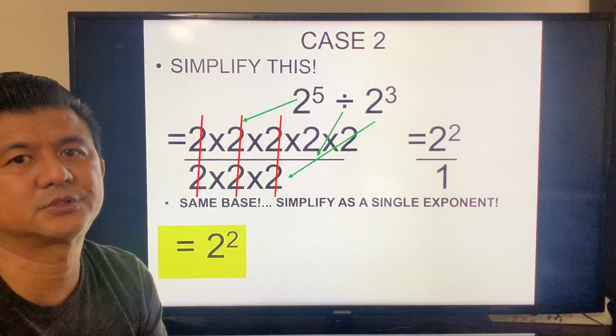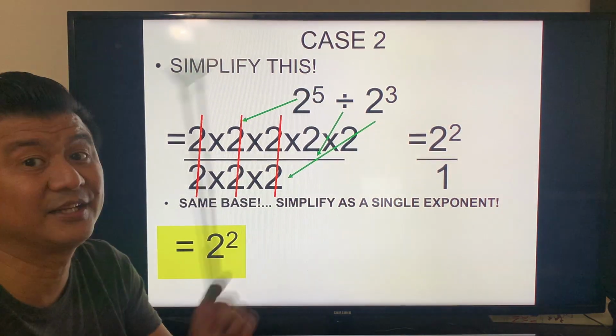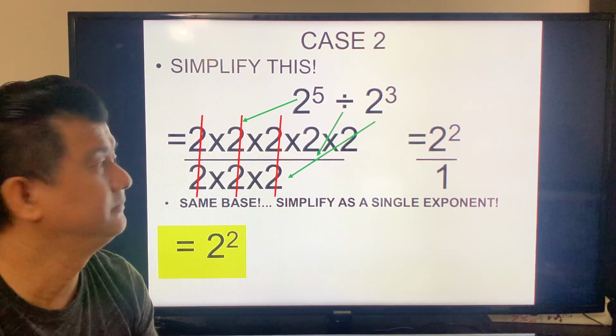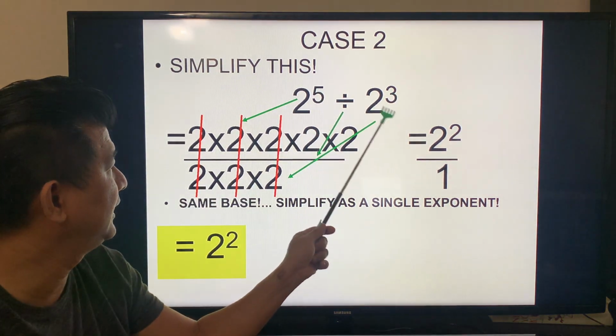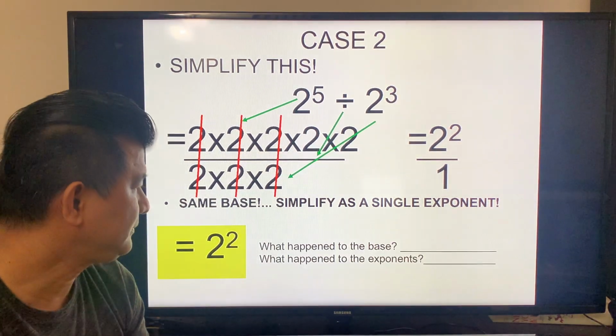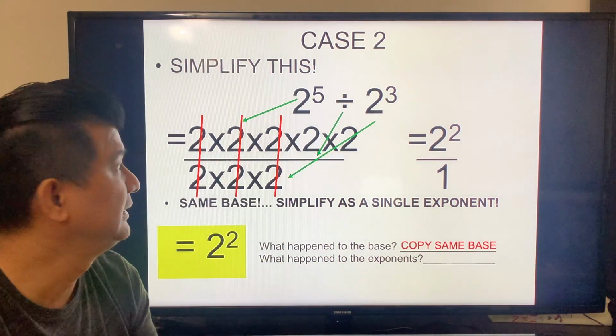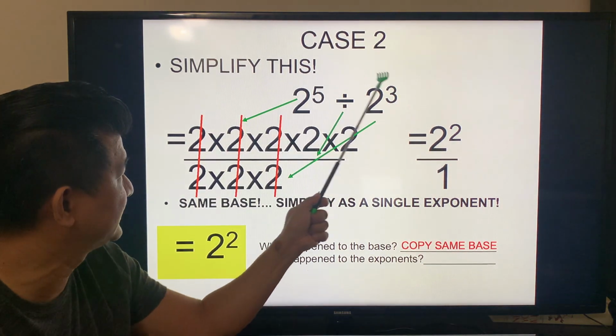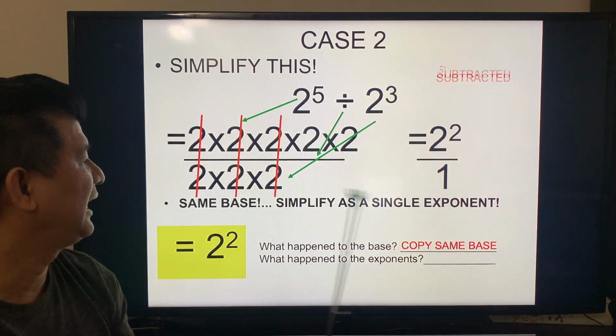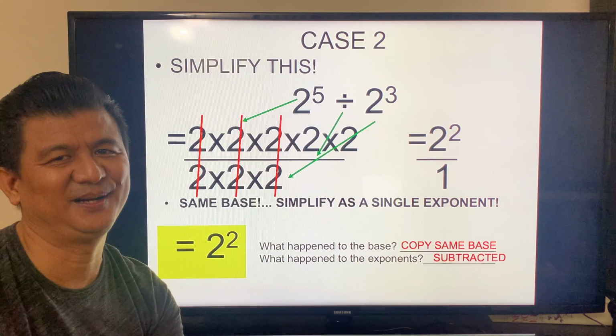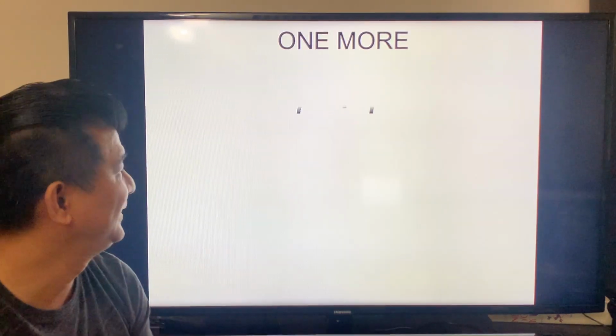Oh, Ram, that's too much work. Okay, yes, it is. But think of a shortcut now. Okay, what have you observed? Look at the exponents, and what did we do with the base? All right, correct. You copy the same base, but the two little exponents there, what do I do with them? I subtracted them. Awesome.